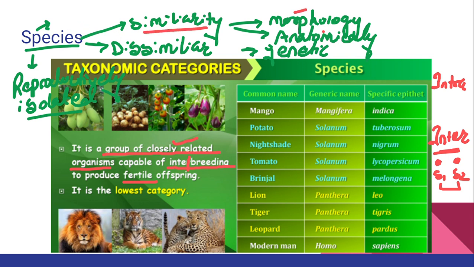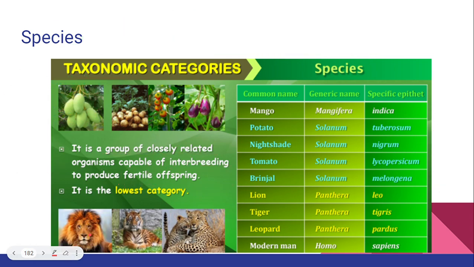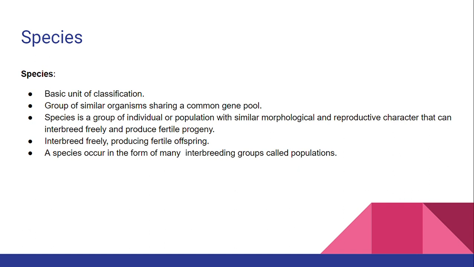Very, very important. So what are the characters of species? Similarity morphologically and anatomically, dissimilarity genetically, and reproductively isolated. They will be able to interbreed and then produce fertile offspring. If different species reproduce, they won't be able to produce fertile offspring. And species is the basic or the lowest category of classification. So this is what I have written over here.